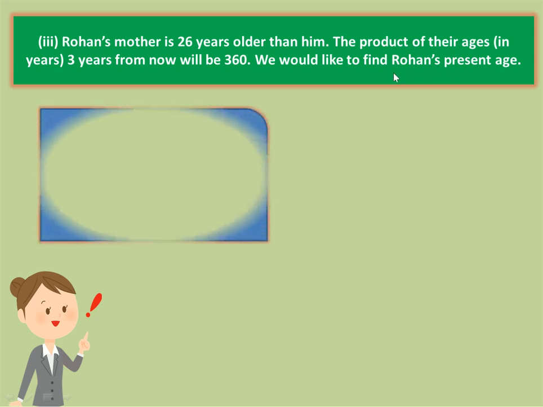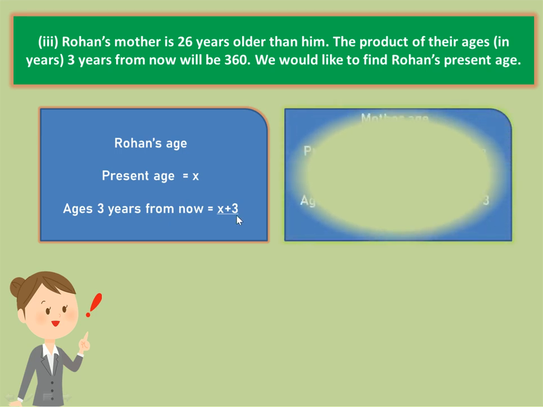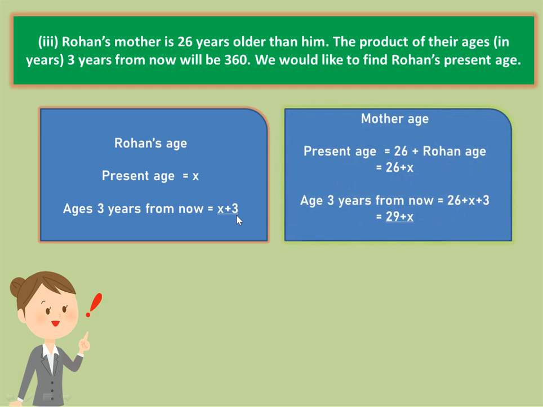Okay, now Rohan's present age is x. After 3 years from now his age becomes x plus 3, right? Because three more from now. Now we have to write his mother's age. Present age is 26 more than Rohan's age. It means you have to add 26 to Rohan's age, so it becomes 26 plus Rohan's age. We took Rohan's age as x, so it's 26 plus x.